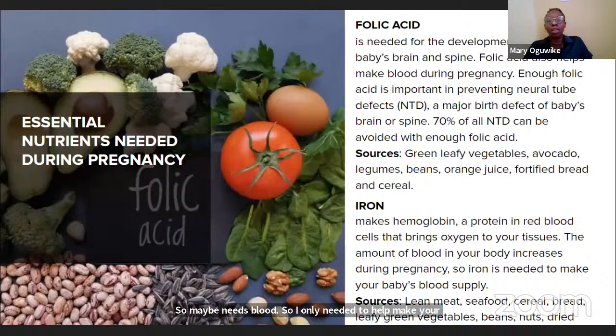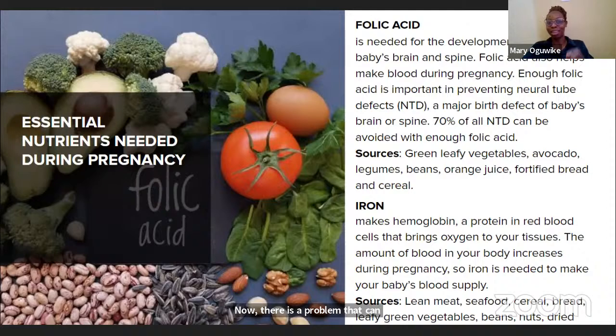Because if you don't take in enough iron, the blood in your body will not be enough to support you and your baby. So you need adequate iron to help your body produce more blood so your baby can have its own blood and you have your own blood. Now, there is a problem that can occur if someone doesn't take enough iron.